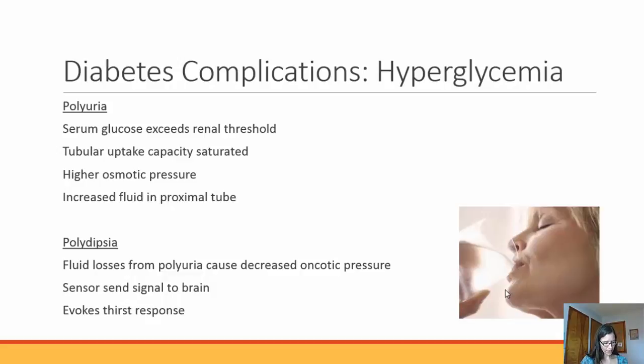Okay, so here's kind of a review of everything we just talked about, but let's talk about it again. So why would we get polyuria? Because the glucose exceeds the renal threshold, the capacity is saturated, it goes through our kidneys, it brings in fluid because of the osmotic pressure. Is that right? Osmotic pressure? Yes. Okay. We also get polydipsia because all of this fluid loss leads to decreased oncotic pressure, and that basically sends a signal to our brain that we need to drink more water because we're losing so much water.